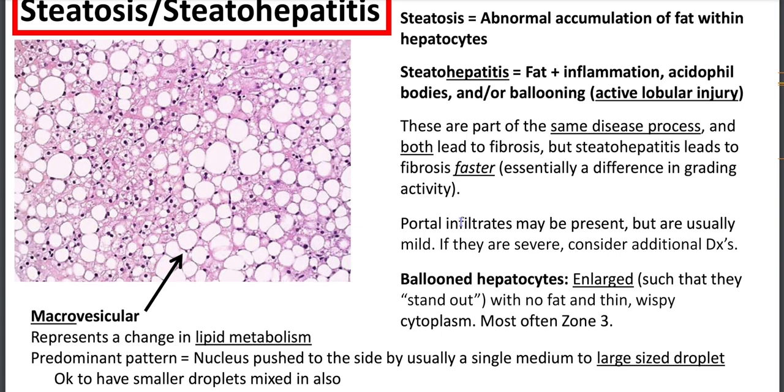For your ballooned hepatocytes, and again, if you see this, that indicates steatohepatitis. They're enlarged such that they stand out with no fat and thin wispy cytoplasm. They're most often in zone 3, which is where the central vein is.